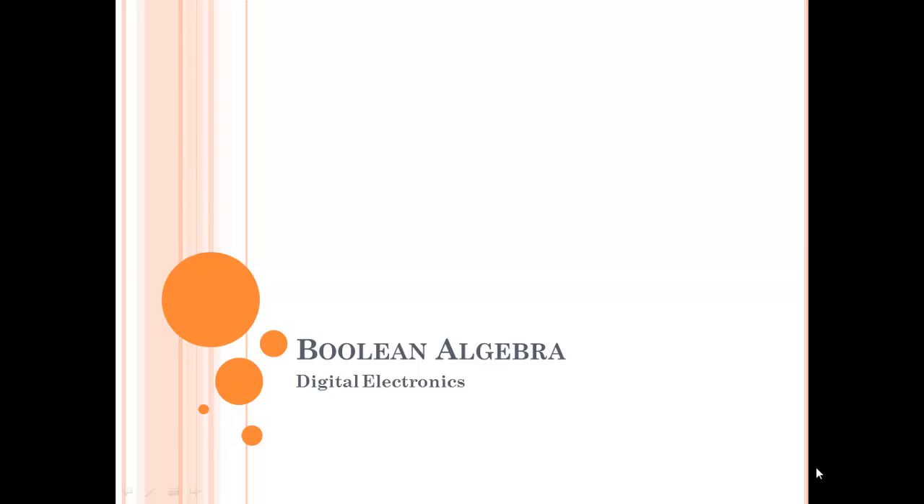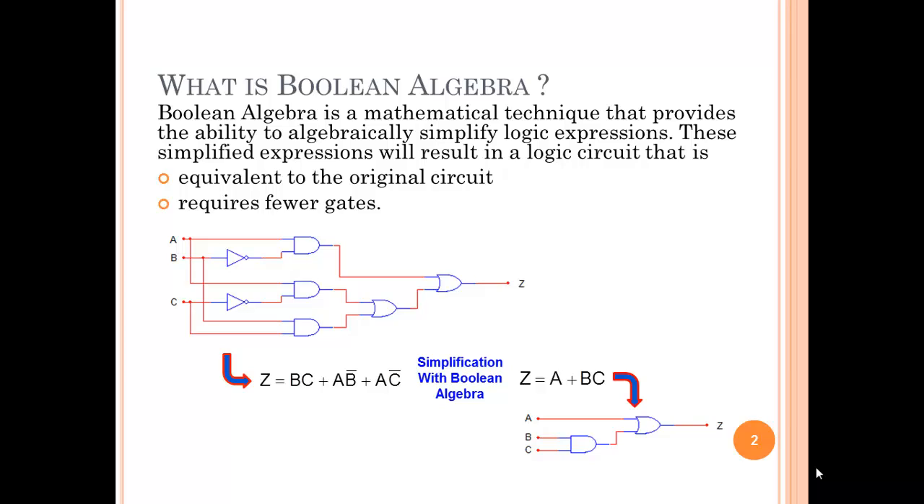So let's take a look at some of the rules of Boolean algebra. So let's start with what is Boolean algebra. It's just a math technique that lets us simplify logic expressions, okay? So the simplified expressions give us a logic circuit that's equivalent to the original circuit and requires fewer gates. What's the definition of equivalent? It means it's going to give us the same truth table.